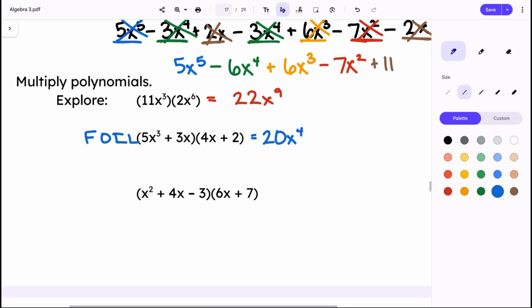How about your outside terms? 12x to the second. Not 12. Outside terms. 10x to the third. Yeah. Inside terms? 12x to the second. And then last.